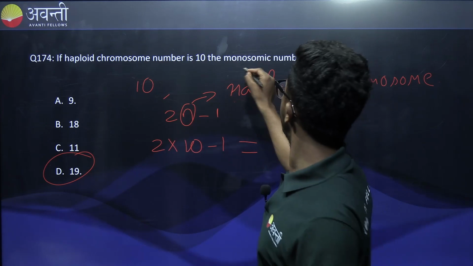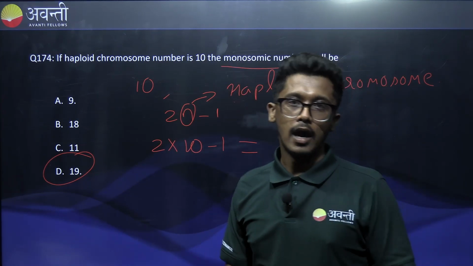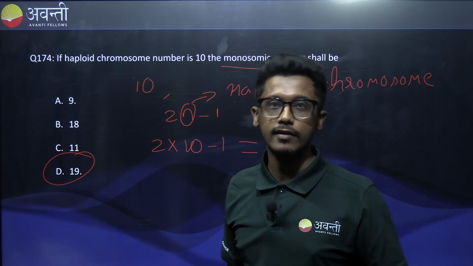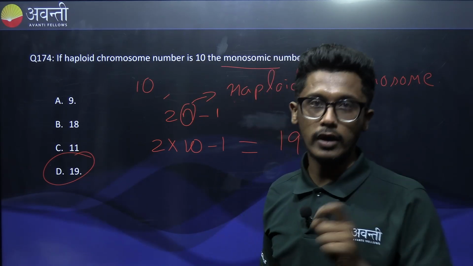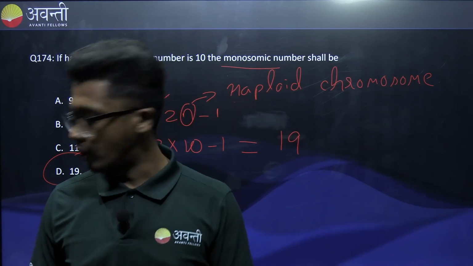So what is monosomic? Monosomy is if I have 46 chromosomes in my diploid state and eventually I get only 45. If only 45 are there instead of 46, then I am monosomic. So there is a loss of one chromosome. Got it, right? That is monosomy. So 2n minus 1 is the formula.